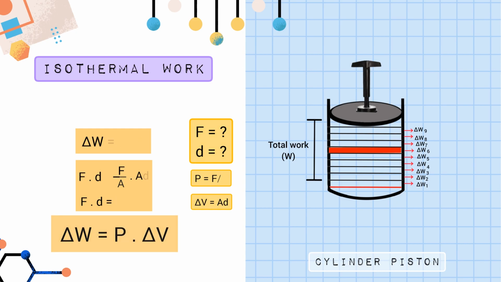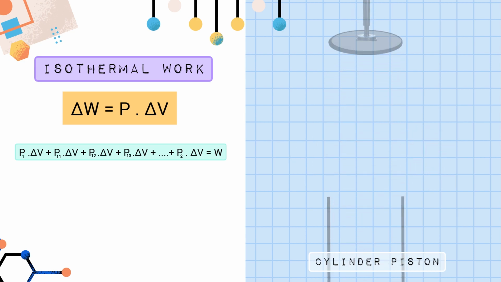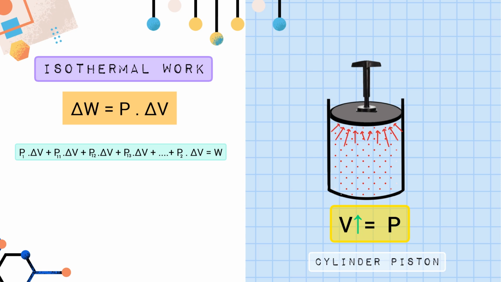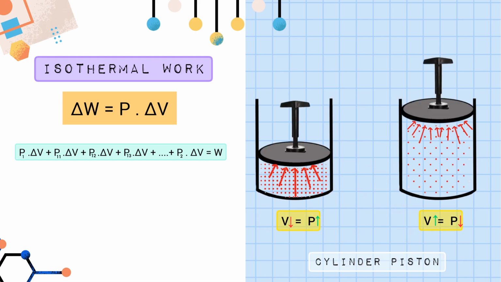Now, all we have to do is add up all the small work done during the entire process where the piston moves from volume V1 to volume V2. But is it really that straightforward? We know that as the volume increases, pressure decreases, and as volume decreases, pressure increases. So, the pressure during the process continually changes, and to measure the value of the pressure directly at each position of the piston would be impossible.